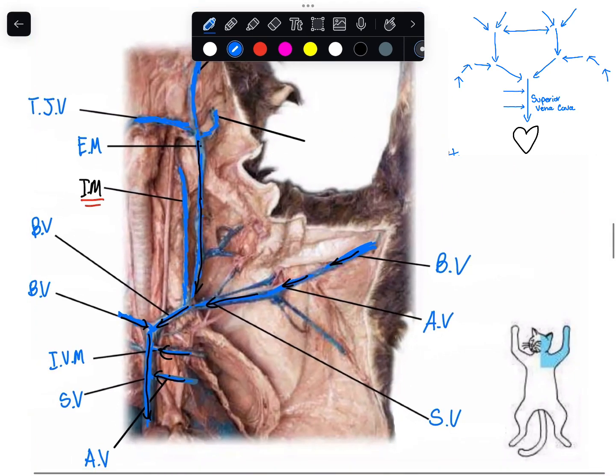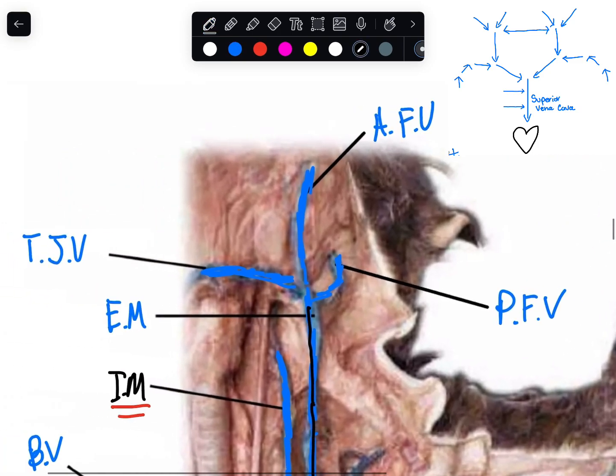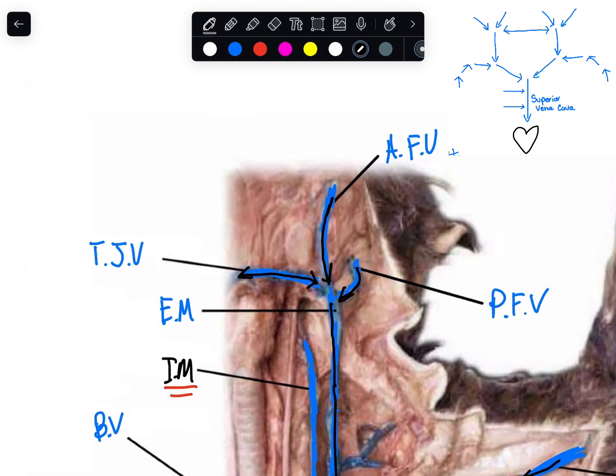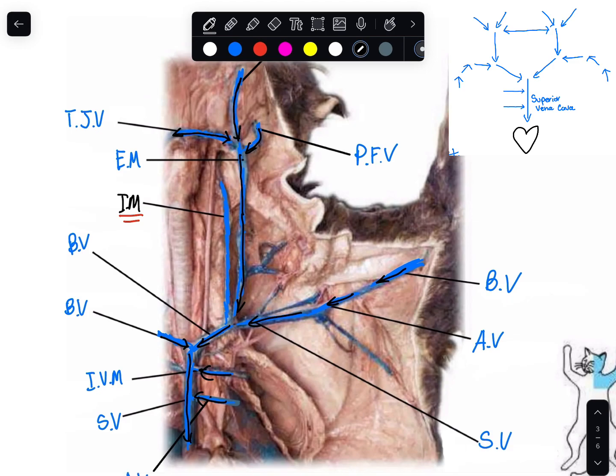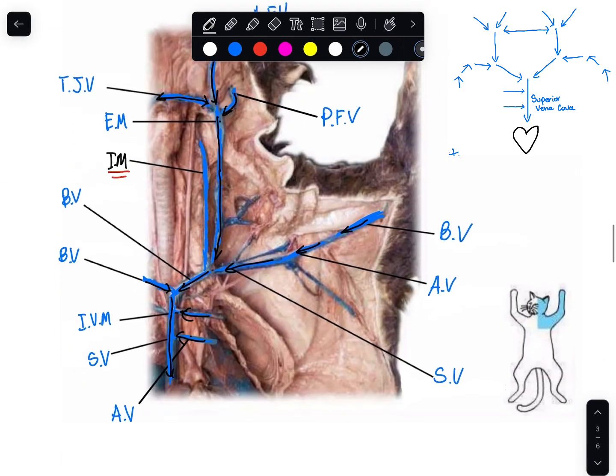So this is the anterior facial vein. This is the posterior facial vein. And again, the anterior facial vein is going to the heart along with the posterior, and the transverse is going across because, again, this is symmetrical. You're going to have these veins symmetrical to both sides, just like in the picture, but this is just one side.